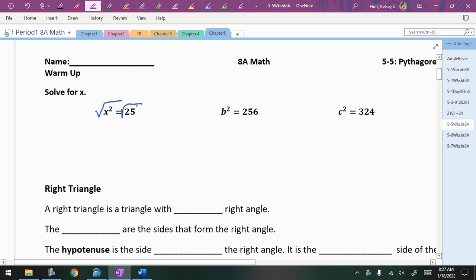What's another number times itself that would give me 25? They've got to be the same. 5 times 5 gives me 25, but what other number? 6 times 6 is 36. You've got to multiply. The other one is negative 5. Negative 5 times negative 5 is a positive.